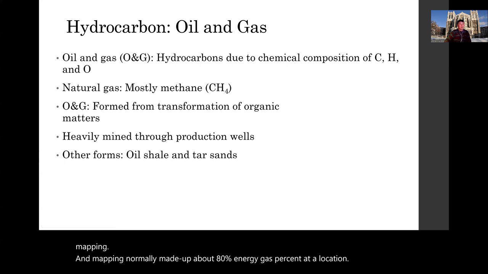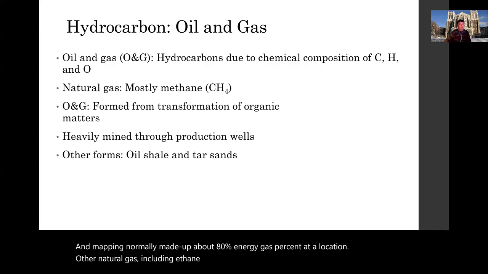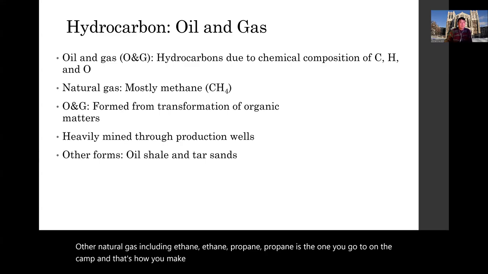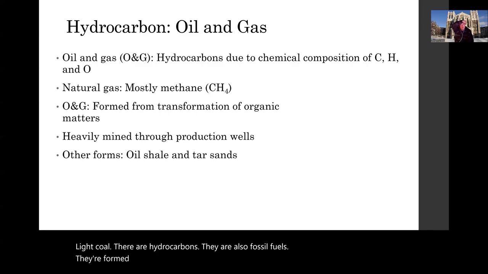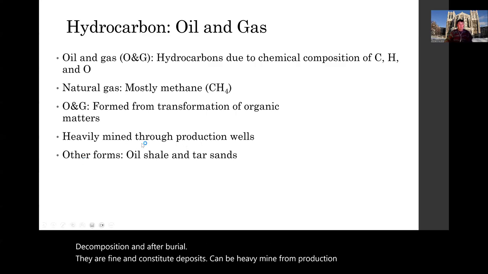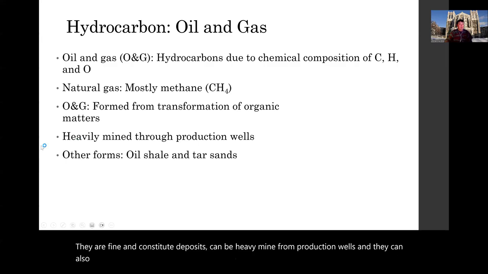Other natural gases include ethane and propane. Propane is the one you take camping, which helps make fire. Butane and hydrogen could also be among the gases. Like coal, they are hydrocarbons and fossil fuels. They're formed from organic matter that escaped complete decomposition, and after burial, they are found in concentrated deposits that can be heavily mined from production wells, and they can also be found in oil shale and tar sands.